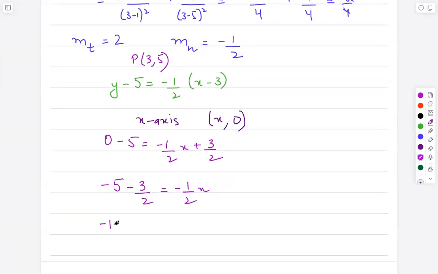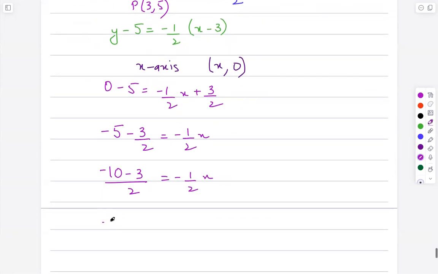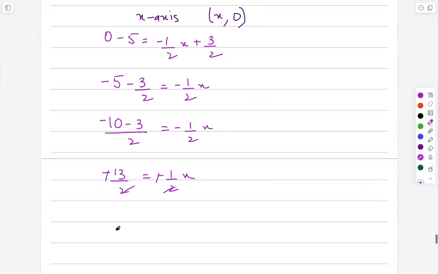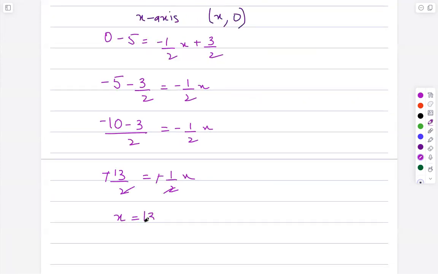Taking the LCM, this will become (−10 − 3)/2 equals −1/2 x. This will become −13/2 equals −1/2 x. The negatives will cancel and the 2 and 2 will cancel. So the x coordinate will be equal to 13.